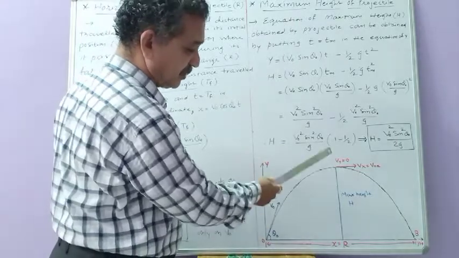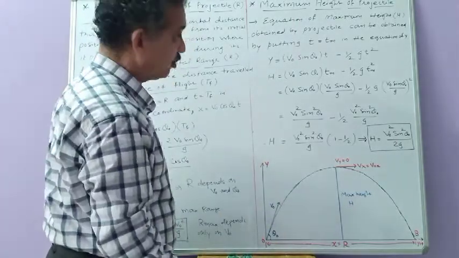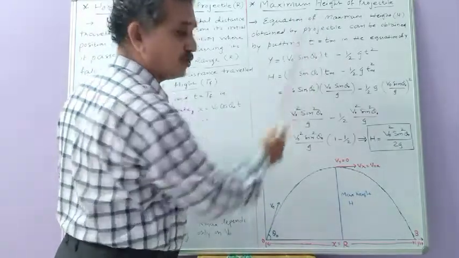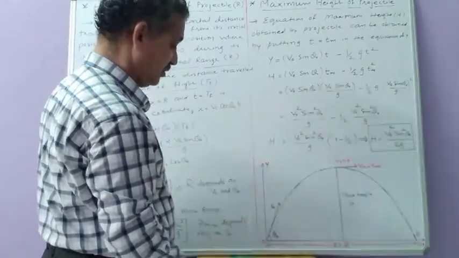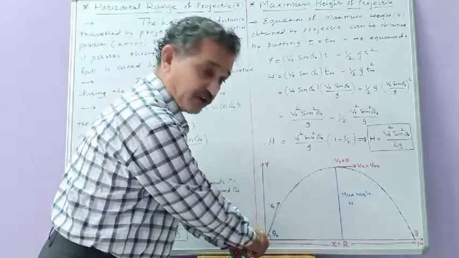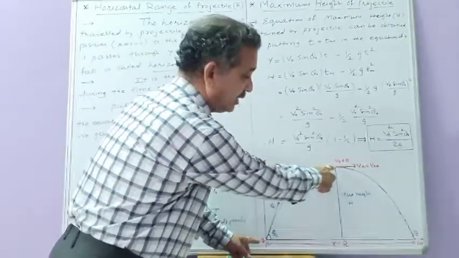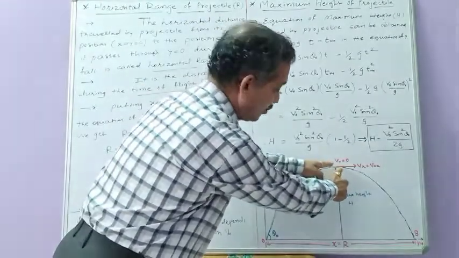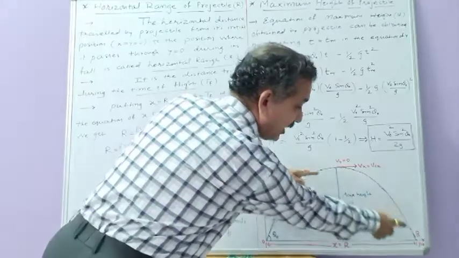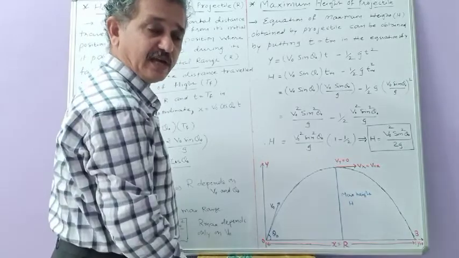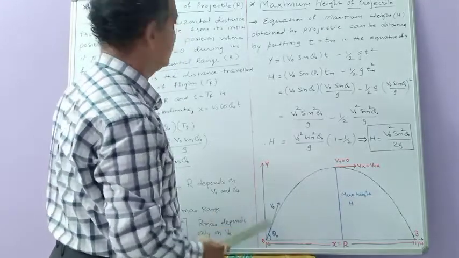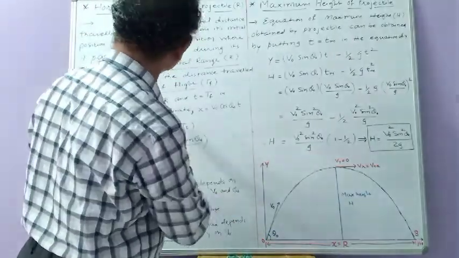And this maximum height attained by the projectile is always at time t equal to tm. We know very well which will be the time taken by the projectile to reach from ground to the maximum height. The same time is taken by the projectile to come from maximum height to the ground. And that total time of flight is tf, and it is equal to 2 times tm. And that we have to now use in this equation.